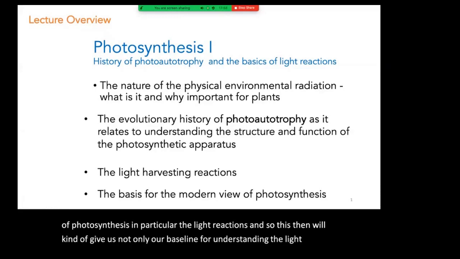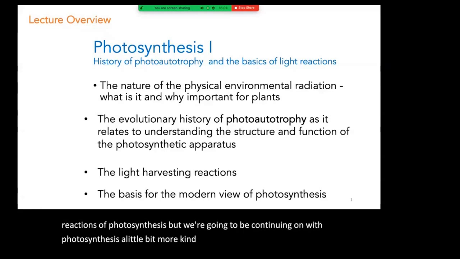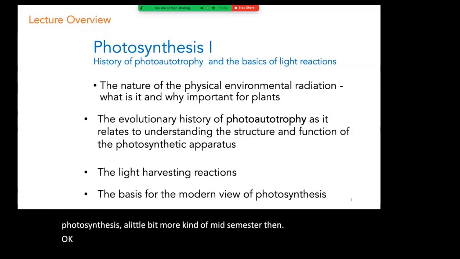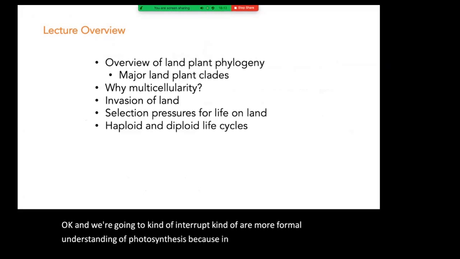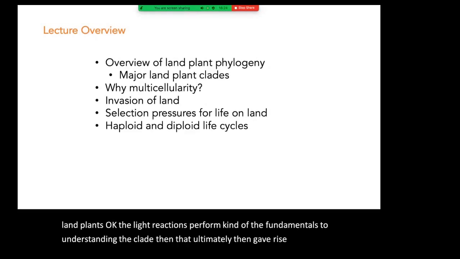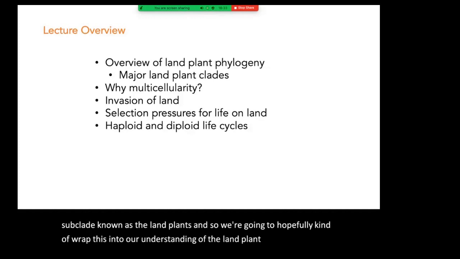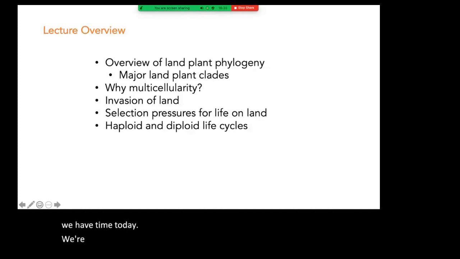And so this will give us not only a baseline for understanding the light reactions of photosynthesis, but we're going to be continuing on with photosynthesis a little bit more mid-semester, okay? And we're going to interrupt our more formal understanding of photosynthesis because in the story of the evolution of the land plants, the light reactions provide the fundamentals to understanding the clade that ultimately gave rise to another subclade known as the land plants, okay? And so we're going to hopefully wrap this into our understanding of the land plant phylogeny. And if we have time today, we're going to talk a little bit more about the major land plant clades.